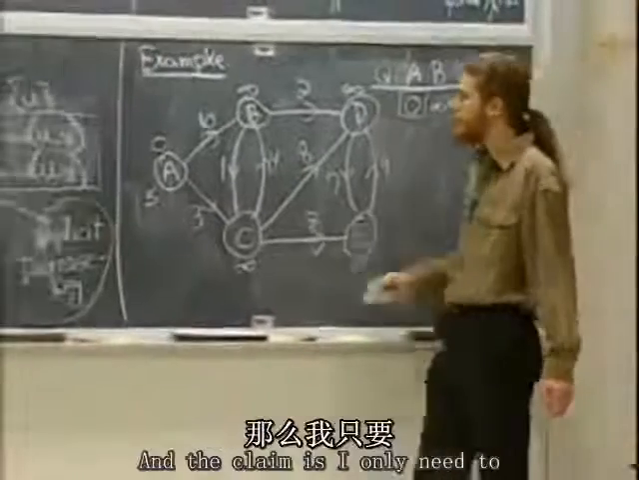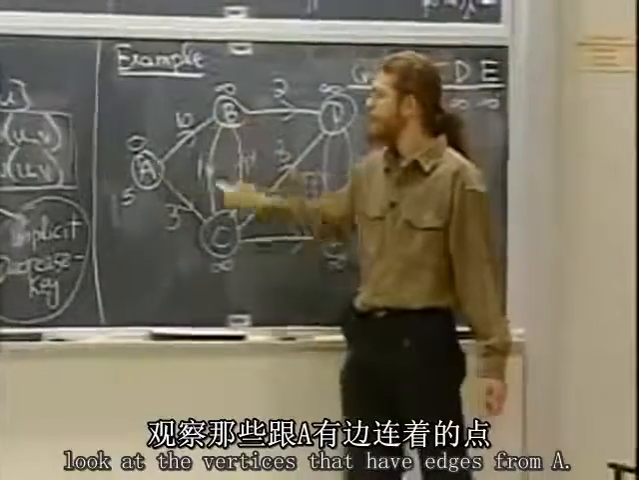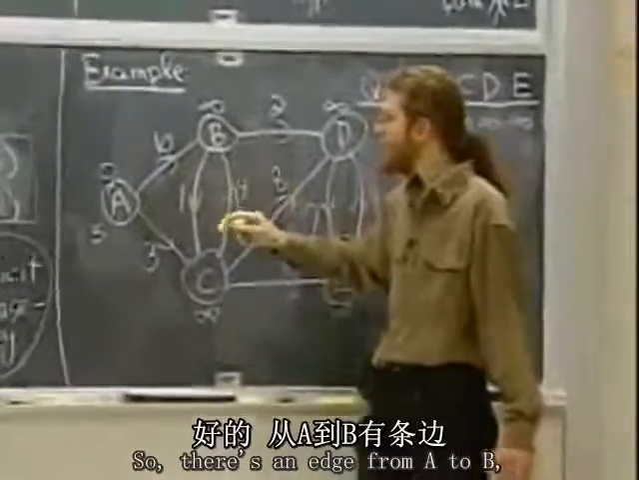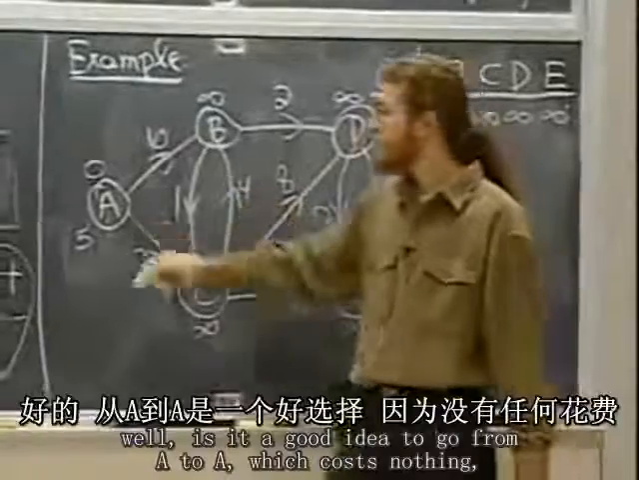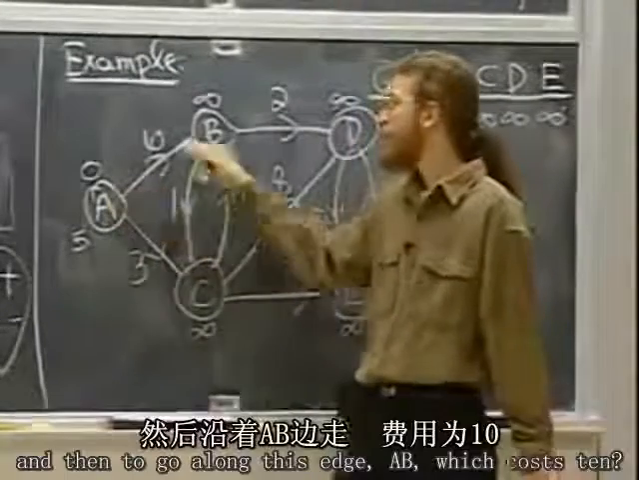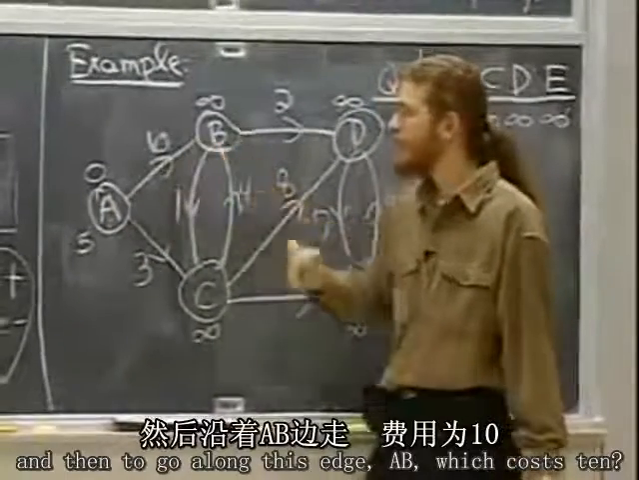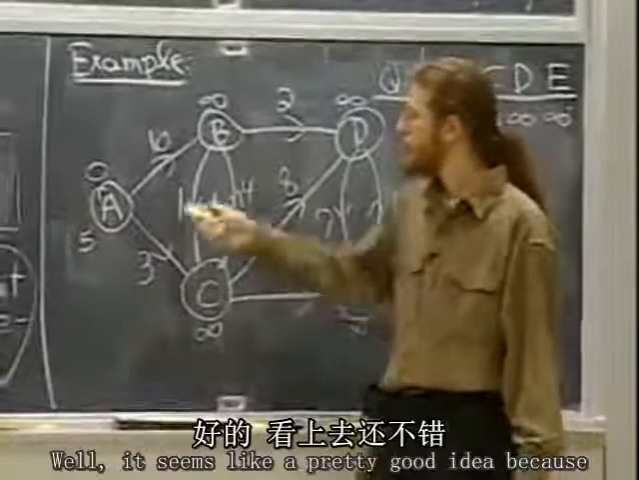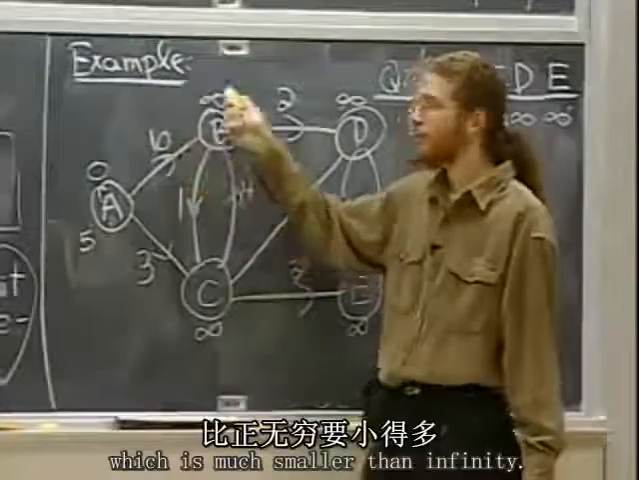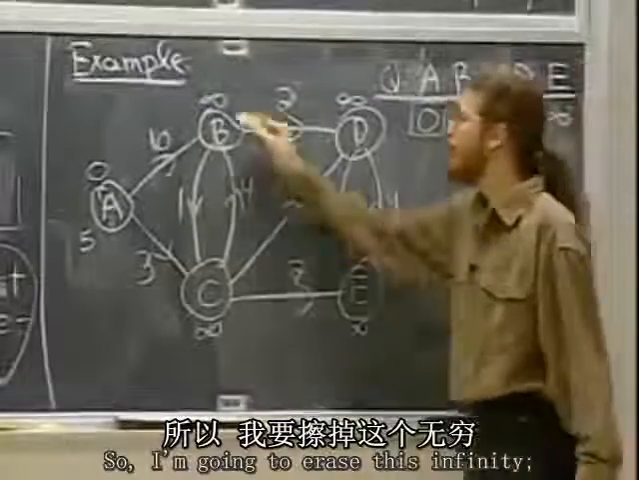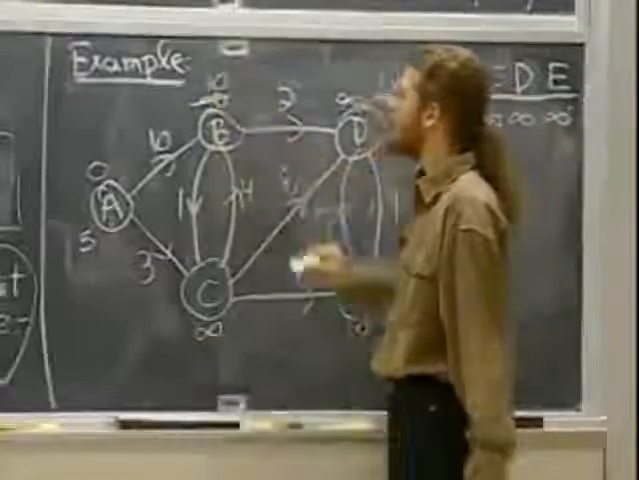Now I want to update the keys of all of the other vertices, and the claim is I only need to look at the vertices that have edges from A. So there's an edge from A to B, and that has weight 10. And so I compare, well, is it a good idea to go from A to A, which costs nothing, and then to go along this edge AB, which costs 10? Well, it seems like a pretty good idea, because that has a total weight of 0 plus 10, which is 10, which is much smaller than infinity. So I'm going to erase this infinity, write 10.